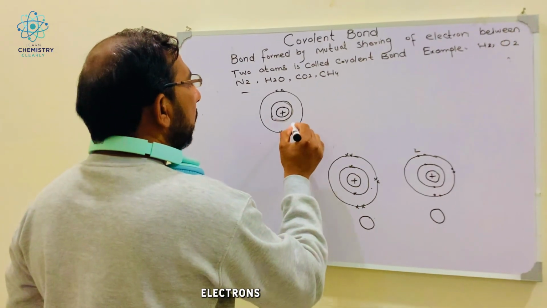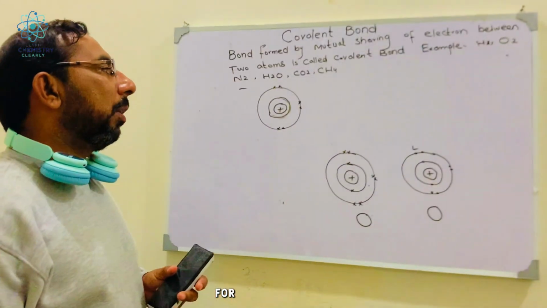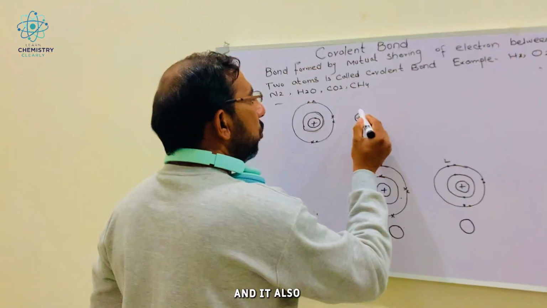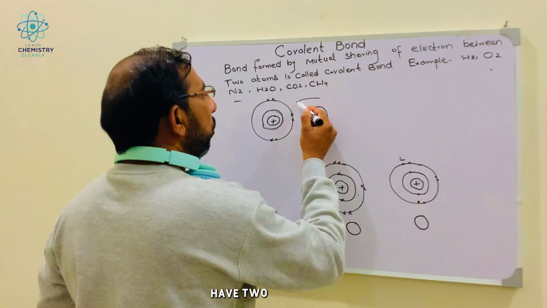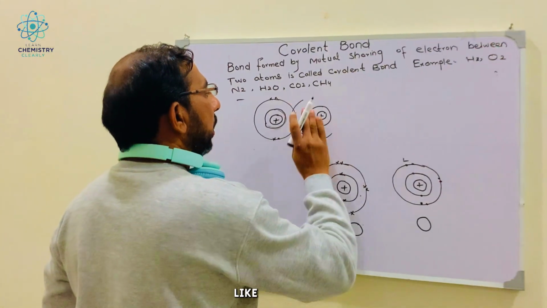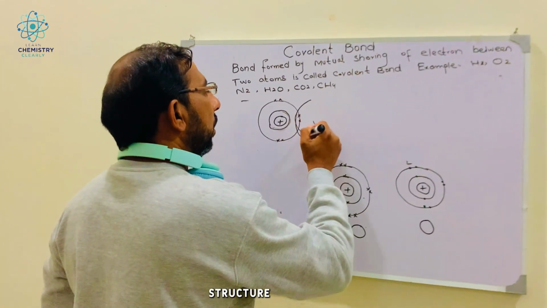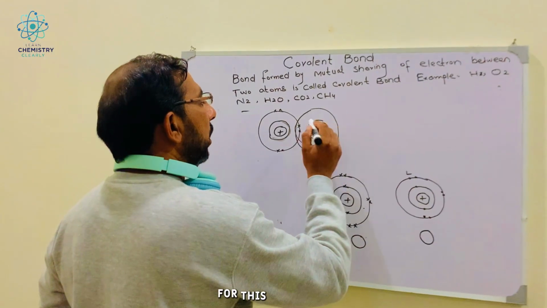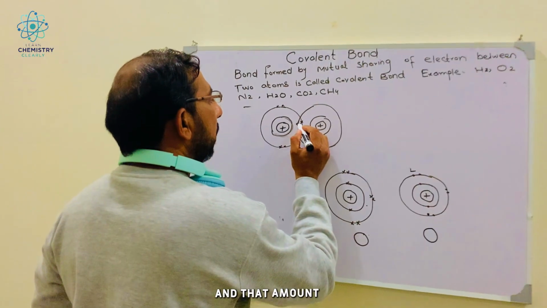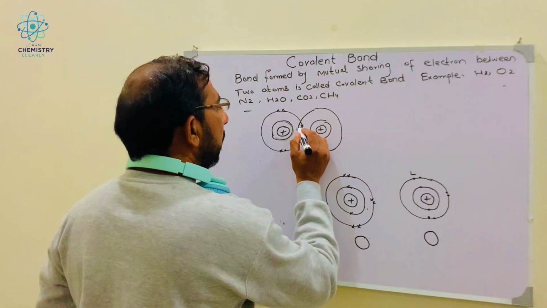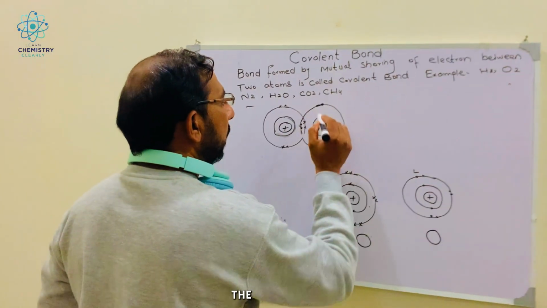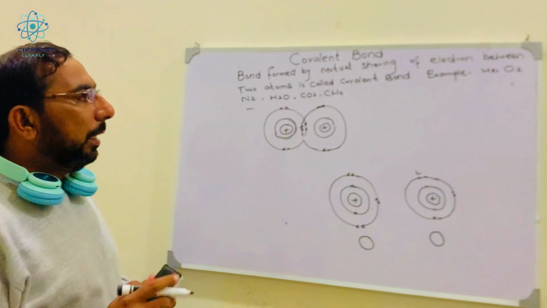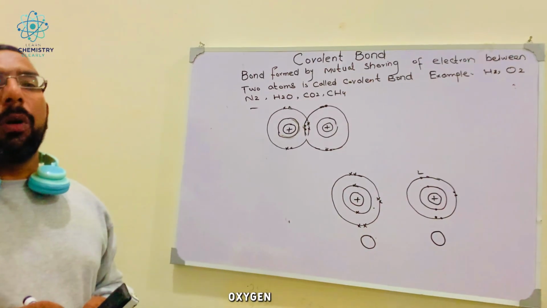There are 2 electrons which will participate in the formation of the covalent bond, and this is another oxygen atom, and it also has two electrons for this purpose. Like this, if I draw a structure like this, it will provide two electrons for this purpose, and those are the electrons provided by this atom. If I show the electrons of this atom by dot like this, now dear students, you can see there are four electrons between two oxygen atoms.